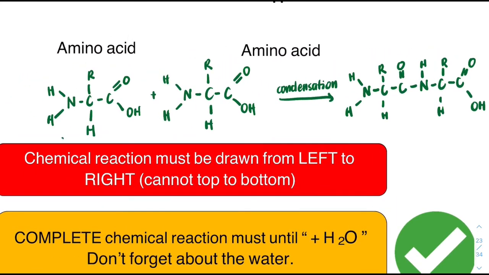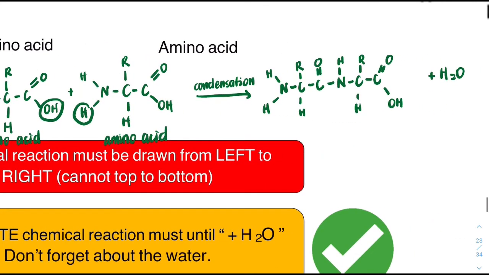So ini adalah amino acid. Amino acid. And jangan lupa you have to circle the atom that will form water nanti. So kita bulatkan OH, H. So ini akan produce water lah. Okay. Lepas tu ini adalah dipeptide. Okay, so label the bond. So label macam ni. Okay, peptide bond.